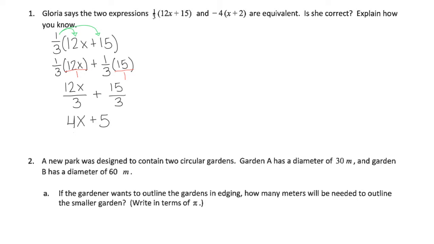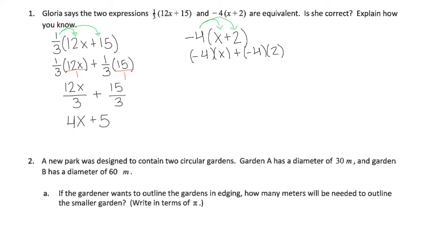It is negative 4 times (x + 2). Again, to get this from factored form to standard form, I am going to use the distributive property, which means I'm going to multiply negative 4 times x and negative 4 times positive 2. When I set this up as an addition problem, I'm going to have negative 4 times x plus negative 4 times positive 2.